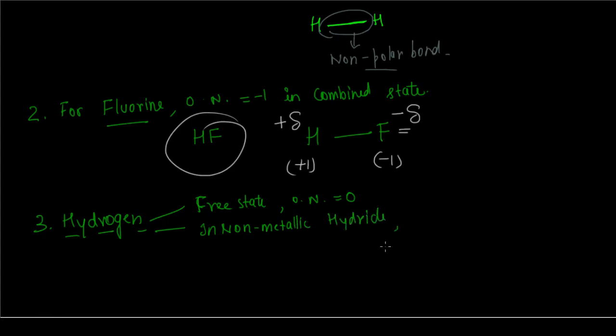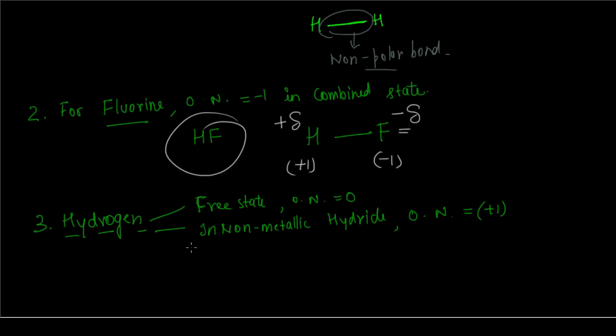Basically, any compound of hydrogen where hydrogen is present with a non-metal is called a non-metallic hydride. In such cases, non-metals are usually considered electronegative elements, so hydrogen will exhibit its electropositive character, and its oxidation number will be +1, because it can conveniently lose 1 electron and form an H+ ion.